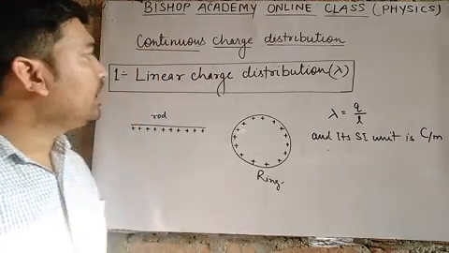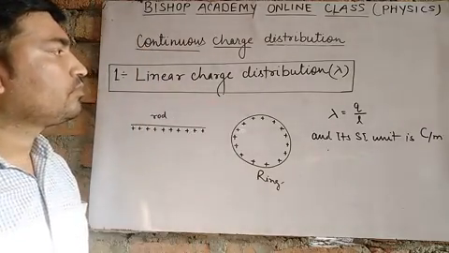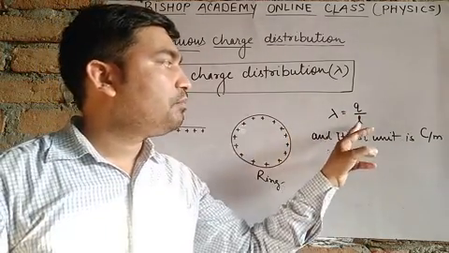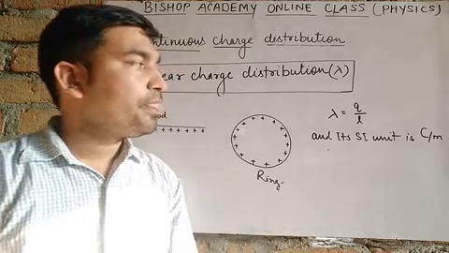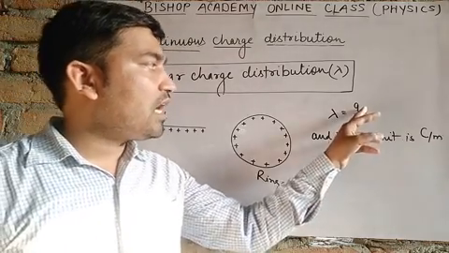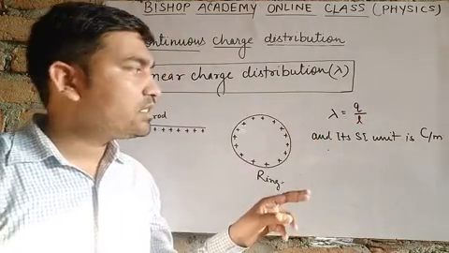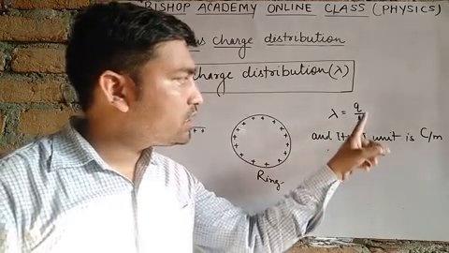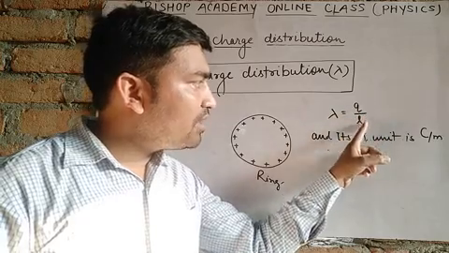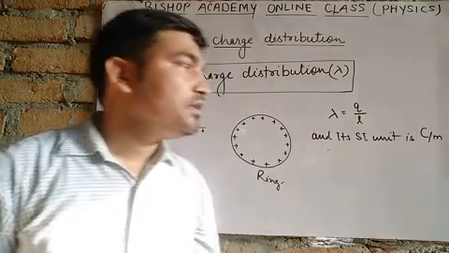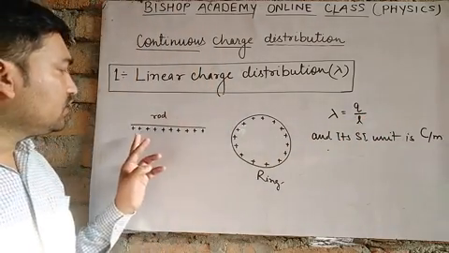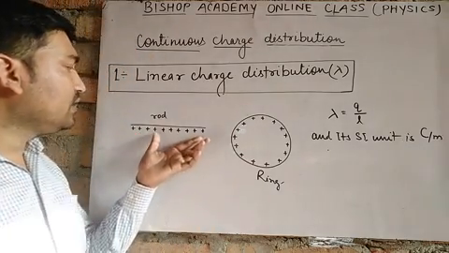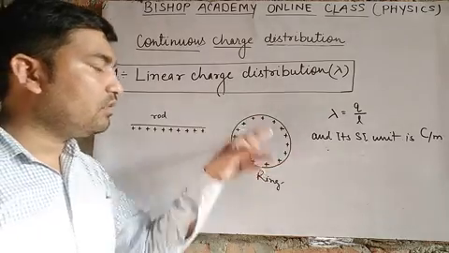First, linear charge distribution. It is defined as the net charge per unit length. It means the charge present in the unit length is called linear charge distribution, and its SI unit is coulomb per meter. And this is applied when the charge is uniformly distributed over the length, either linear or circular.